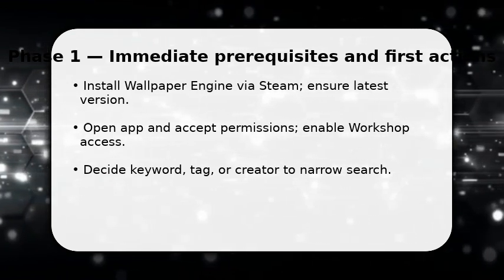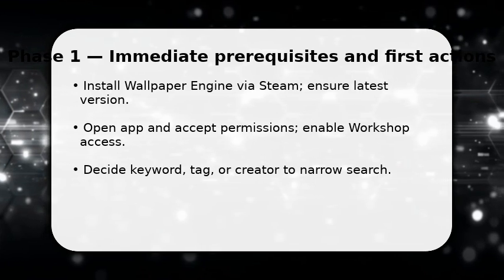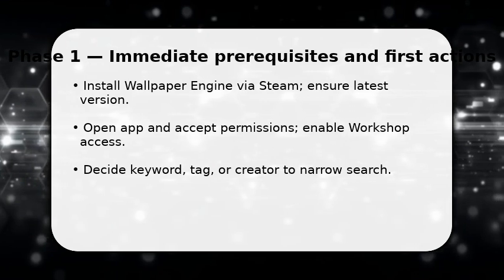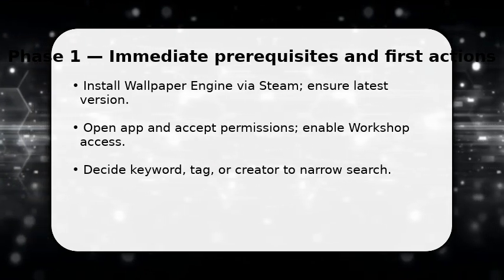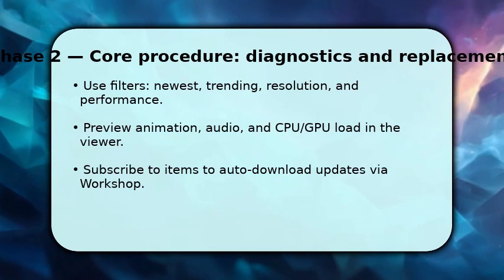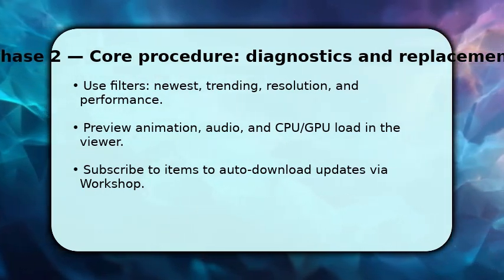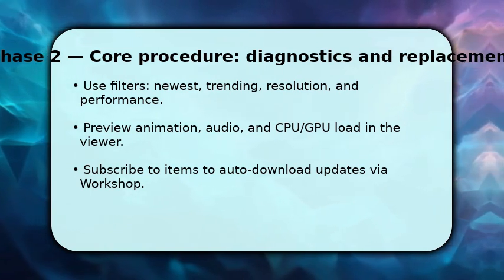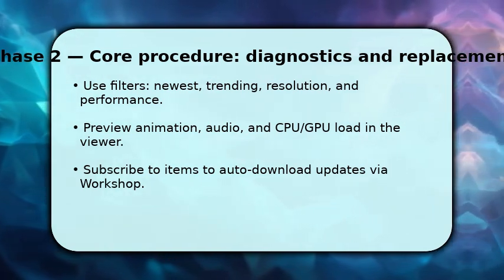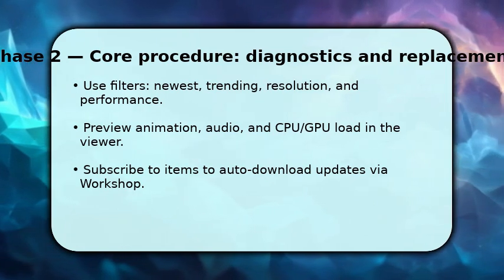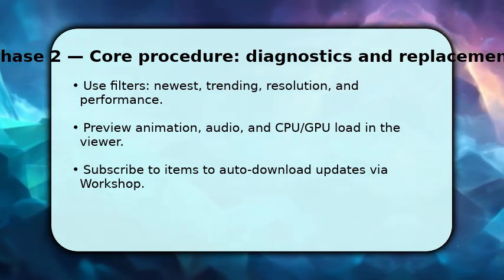This prevents endless scrolling. Now, enter a concise keyword, add a tag filter, and hit search to see curated matches immediately. You now refine results with filters: choose resolution, performance impact, and sort by newest or trending to find current picks. When you hover a wallpaper, use the preview to check animation smoothness and audio behavior so nothing surprises you later. Make sure to look at estimated CPU or GPU usage.